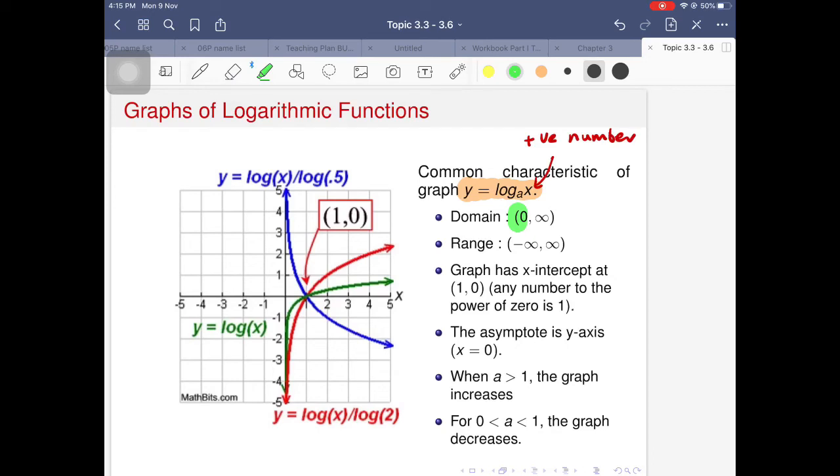And for the range, the value of y when you take the log of a function could be any value. It could be a negative value, it could be a positive value. So the range is going to be from negative infinity until infinity.